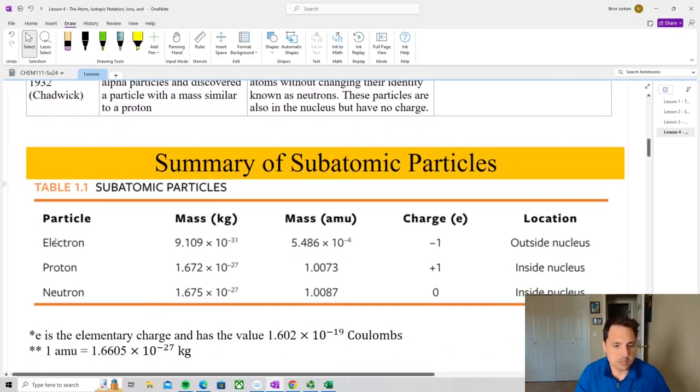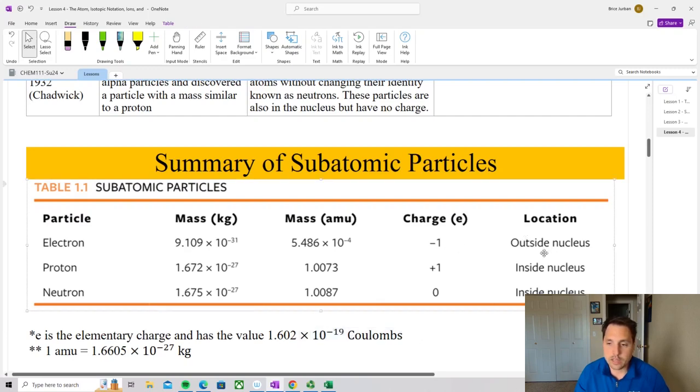The first particle that was discovered was the electron. Its mass was found to be 9.109 times 10 to the negative 31 kilograms. And in terms of AMUs, that's about 1/1,836th of an AMU. So it's a very small mass, indeed. It has a charge, though, of -1 elementary charges. An elementary charge has this number of coulombs. It's a small charge corresponding to a coulomb.